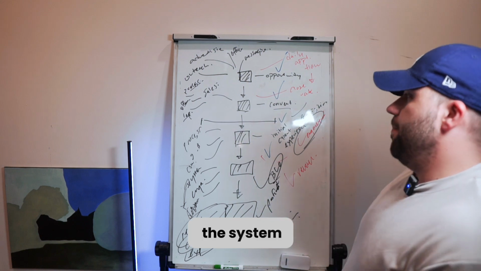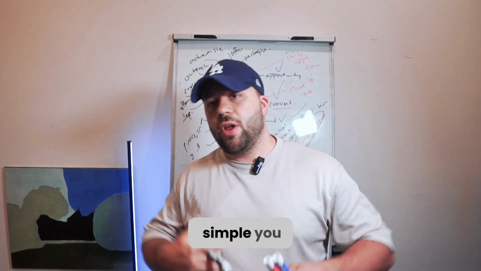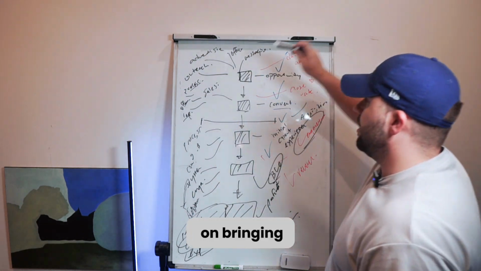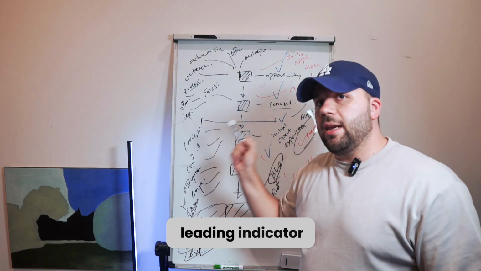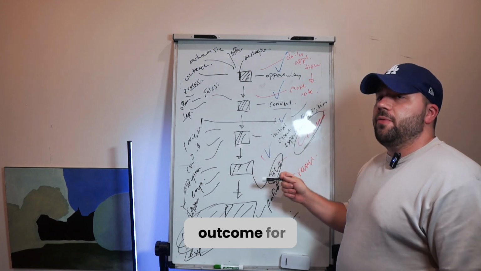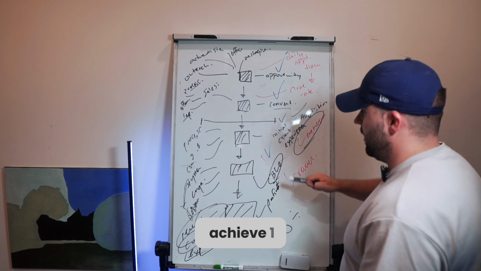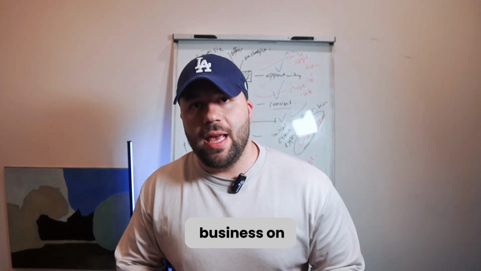That is the system. Why this is so key is because it keeps it simple. You don't have to worry about all this other random stuff. You've just got to focus on bringing in opportunity, converting the opportunity, creating a leading indicator client experience, creating a net bottom line outcome for your clients that you can achieve in a decent time frame, and then profitability to achieve 1, 2, 3, 4. Then you have a really good business on your hands.